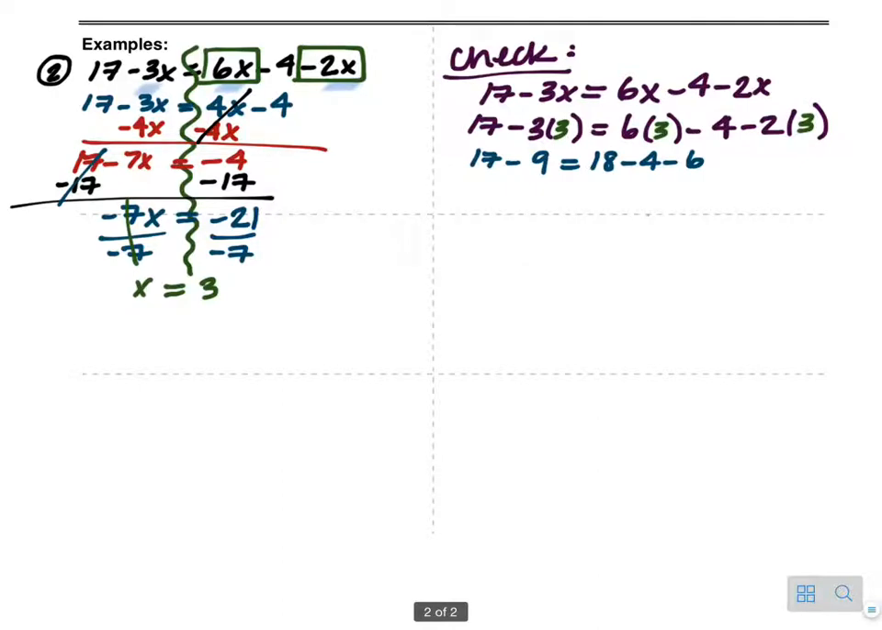So simplifying, 17 minus 9 gives me 8. And 18 minus 4 minus 6 gives me 14 minus 6, which is 8. 8 equals 8, so I get to check my answer, it double checks, and I get a box around x equals 3.